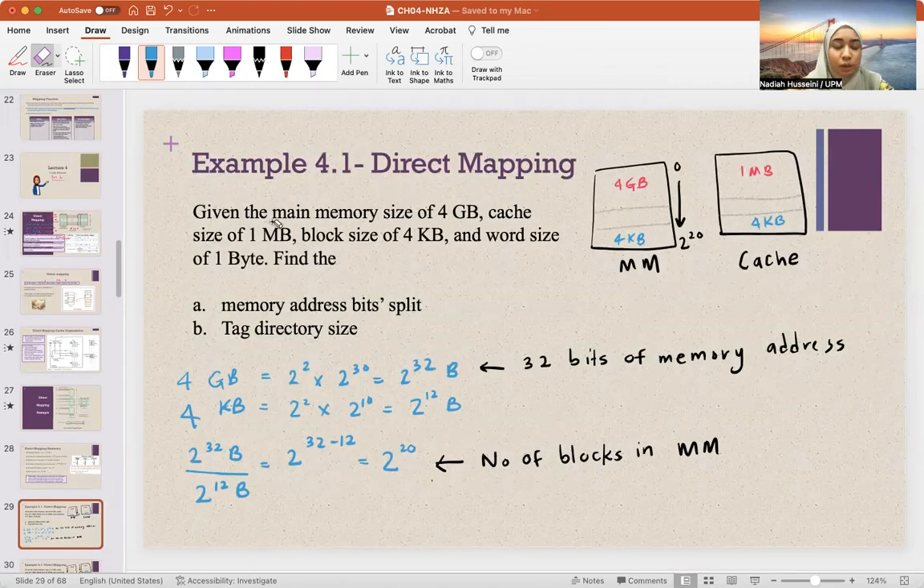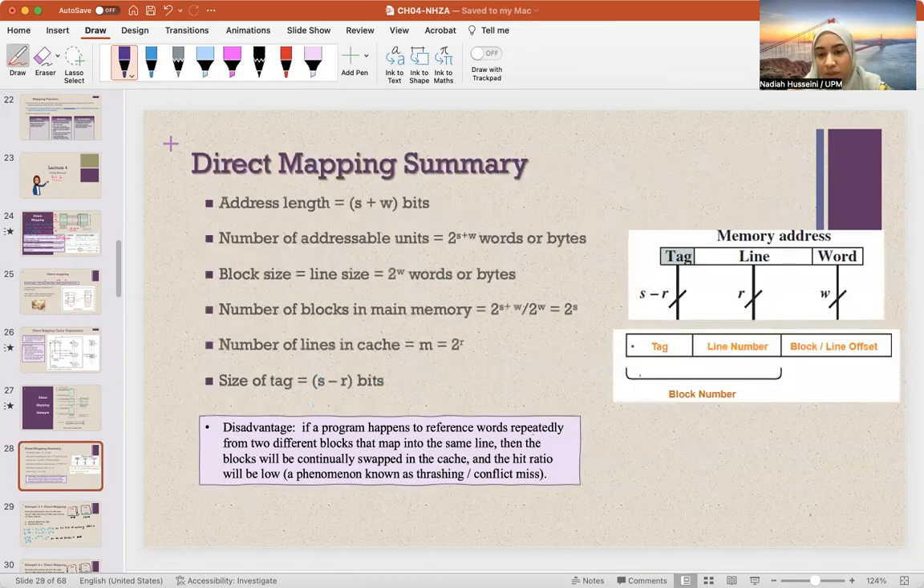Okay, so here is an example for direct mapping. Given a main memory size of 4 gigabytes, a cache size of 1 megabyte, a block size of 4 kilobytes, and a word size of 1 byte. Let's first look at this guy over here. This is the direct mapping memory address format, whereby we have the tag, the line number, and the block or line offset. The block or line offset is where you would store your words or your data. The line number is the line number in the cache.